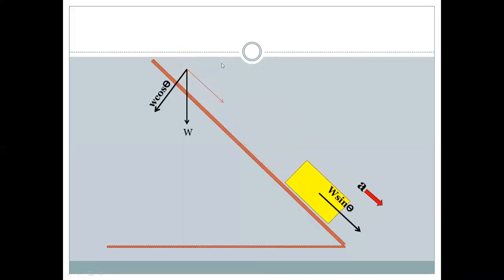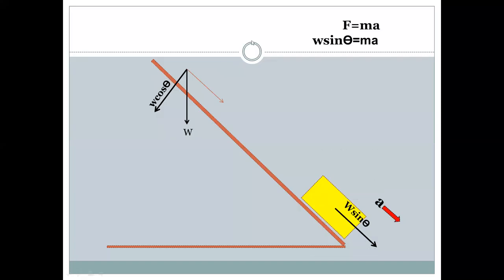So this is the final motion. The equation for Newton's second law is F equals mass times acceleration. F is the external force, which is equal to W sine theta, and that is equal to mass times acceleration.